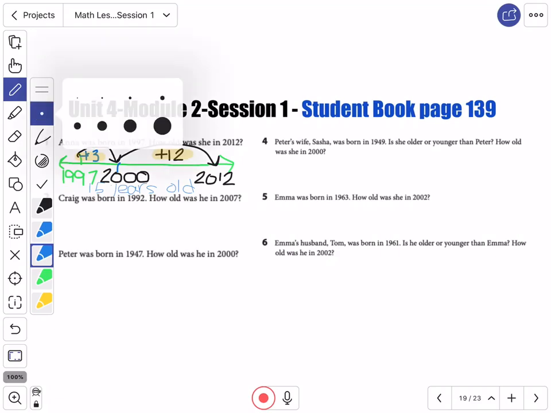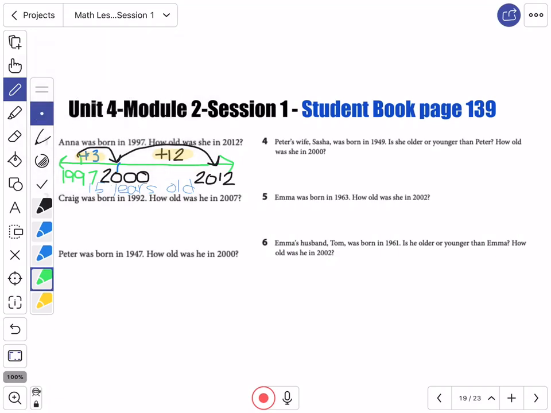Now I'm going to go ahead and do the next problem. And I apologize that there's not a lot of space here. All right, Craig was born in 1992. How old was he in 2007? So I'm going to go ahead and draw a number line. Okay, and I'm going to put 1992 all the way over here. All right, 1992.